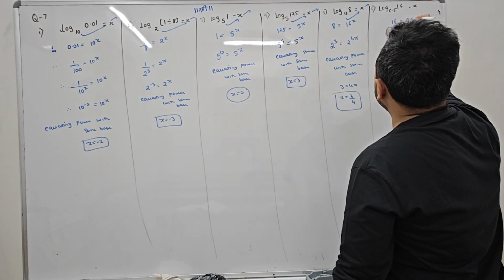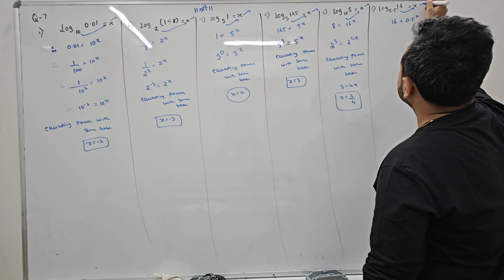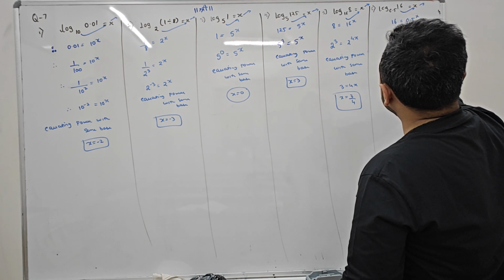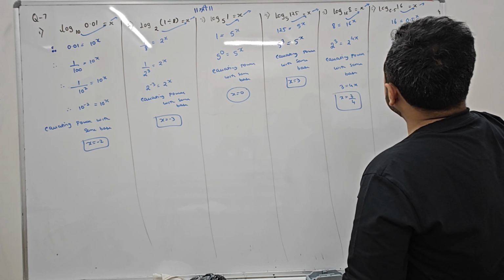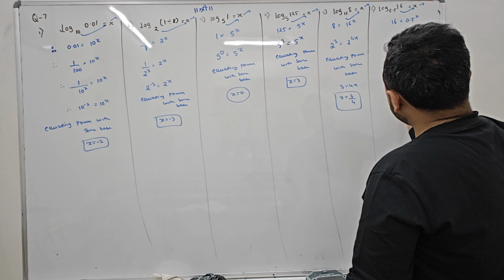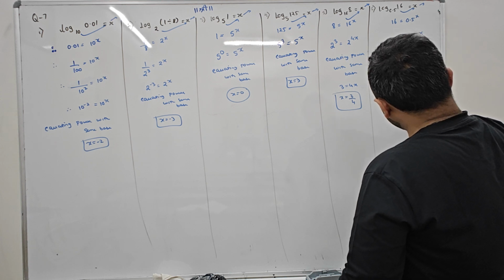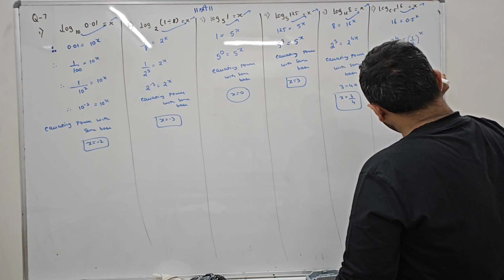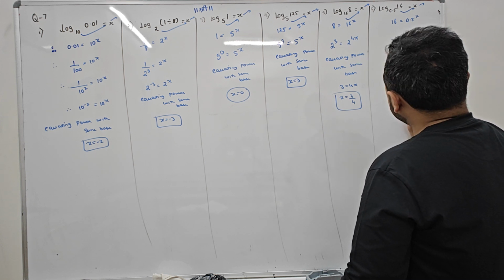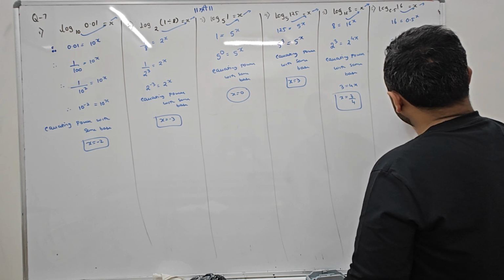16 is equal to 0.5 raised to x. 2 raised to 4 is equal to 0.5, how do I write it? Write 1 by 2. So 2 raised to 4 is equal to 2 raised to minus x. Equating power with the same base. So 4 is equal to minus x. x is equal to minus 4.